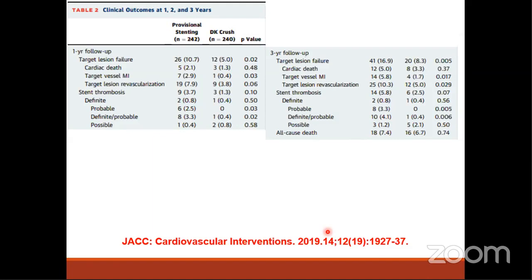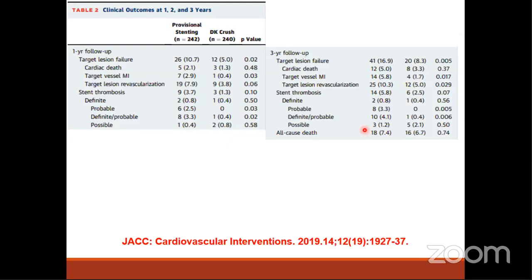The second limitation, it is not a limitation, it is a strange observation. When we look to the rate of definitive or possible stent thrombosis, in the provisional, it is 4%. In the DK crush, it is 0.4%, tenfold increase in the risk of stent thrombosis without possible pathophysiologic explanation as early phase of this trial. DK crush is a Chinese technique, and it is supported by many Chinese based articles that promoted its use. Still, we want more data about the long-term outcome of this trial.